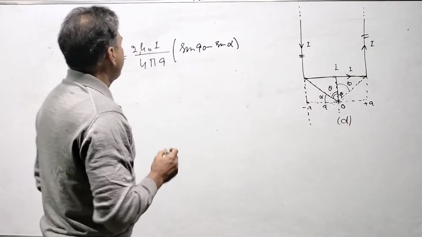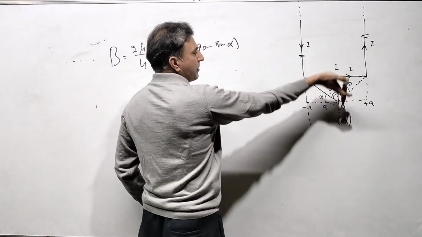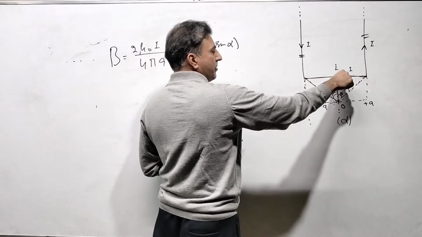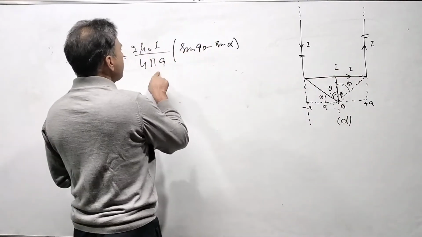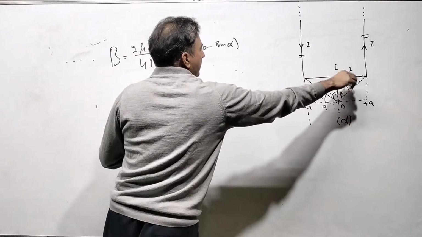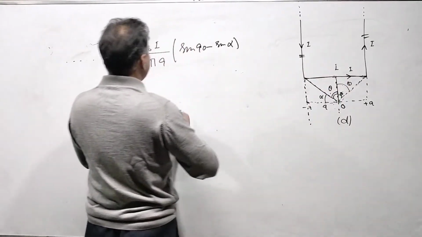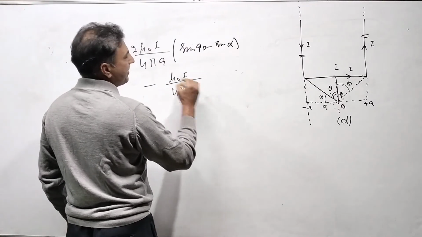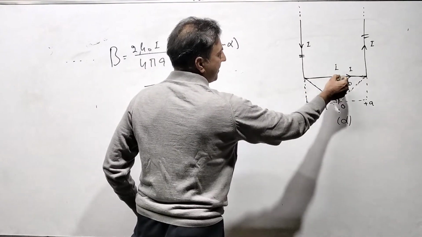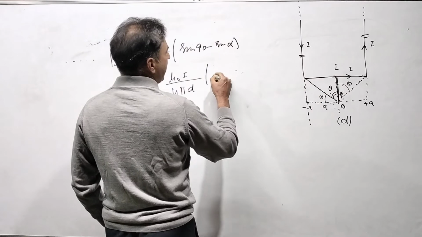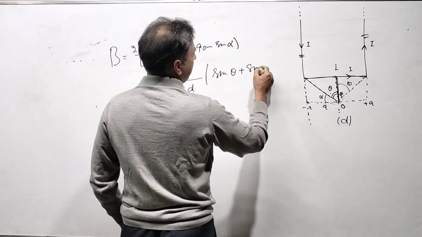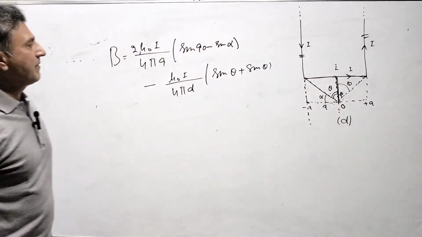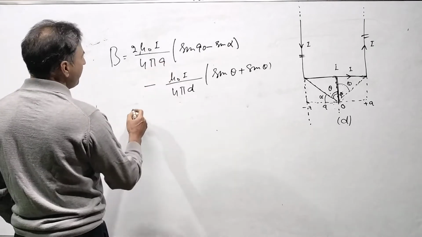Now the magnetic field is out, I cross D, inwards, sorry, that is inwards. So it was out, and the magnetic field due to this is in, I cross this distance in. So that is minus mu 0 I by 4 pi D, where D is the shortest distance of the point from the conductor, sine theta plus sine theta. Because this point lies within the domain of this conductor, you have to add sine theta plus sine theta.